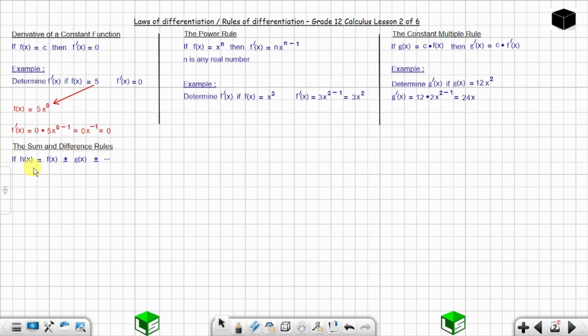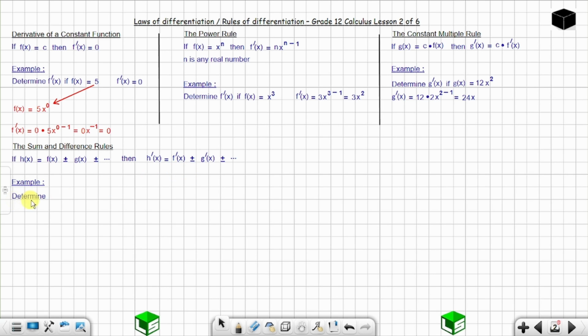Okay, if h of x is equal to f of x plus or minus g of x plus or minus and so on, then h prime of x is equal to, you take the derivative of the first function, so you are going to have f prime of x plus or minus, depending on what you have. Then you take the derivative of the next function, which is g prime of x plus or minus and so on. Okay, so you just have to take the derivative of each function. You add or you subtract. Okay, let's see an example.